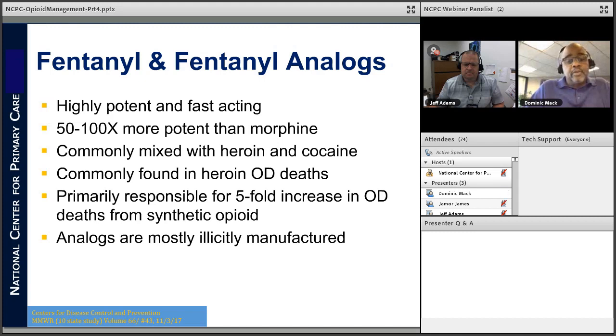And it's primarily responsible for the 5-fold increase in overdoses. You've probably heard that in many towns. Recently in Atlanta, it's been on the news about fentanyl being found in many cases of heroin overdoses. And fentanyl, of course, was associated with the death of the musician Prince recently. And as I stated, most fentanyl analogs are illicitly manufactured.